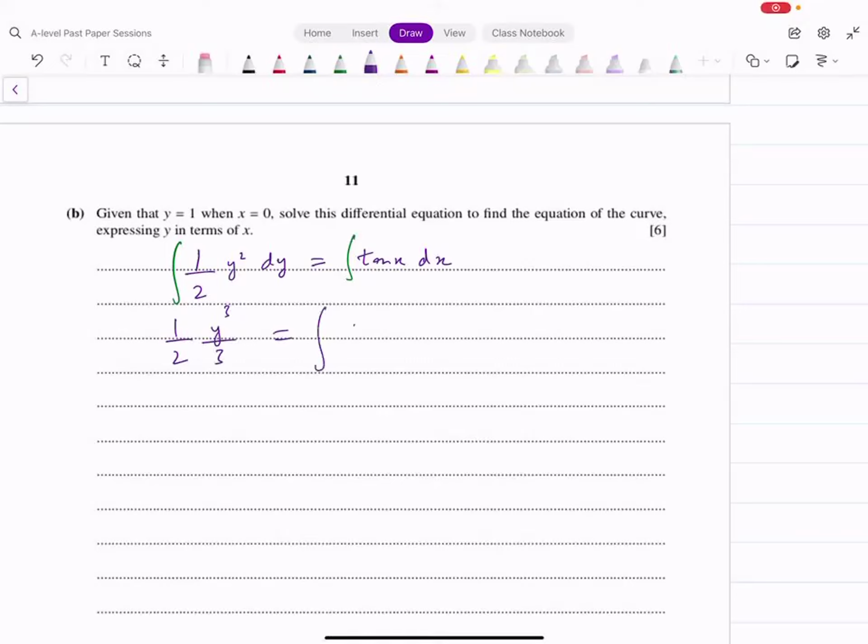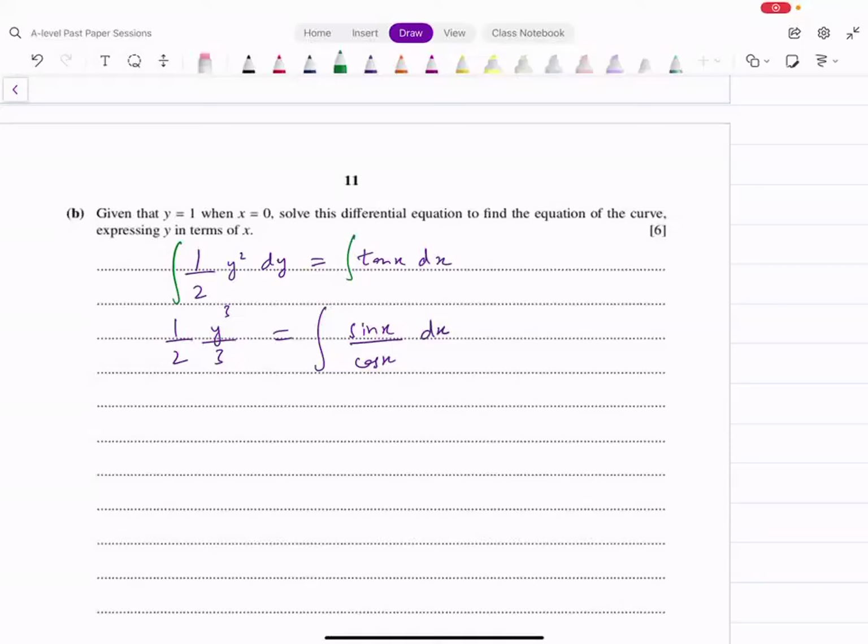Tan x का integral कैसे करते हैं? We write it as sin x over cos x. And then we use the log rule. How are we going to use the log rule here? We say cos x का derivative क्या होता है? Cos x का derivative होता है minus sin x.